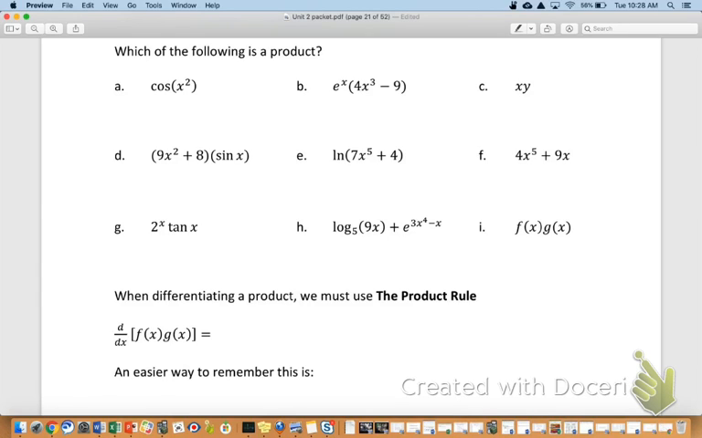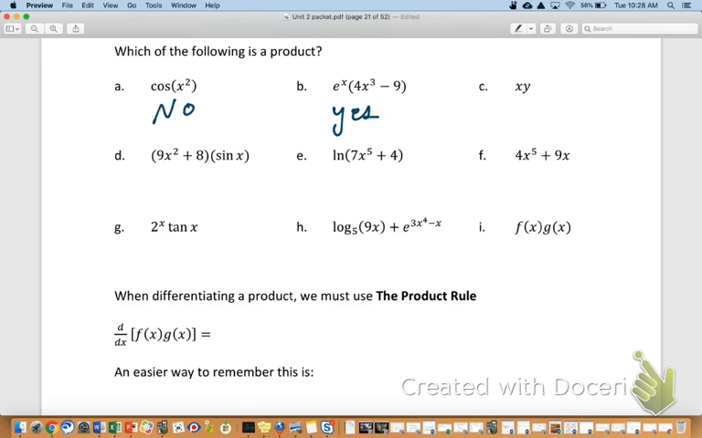Okay. So let's just go in order here. What do you guys think about A? Yes or no for product? No. Number one is no. I agree. It's a composite. It's a beautiful composite function, but it is not a product. It's not some factor times another factor. How about B? Yes, it is. The two factors are e to the x, and the other one is 4x cubed minus 9.